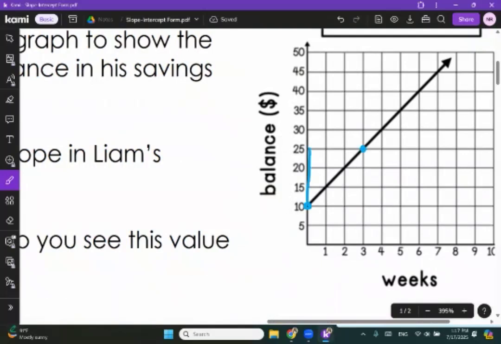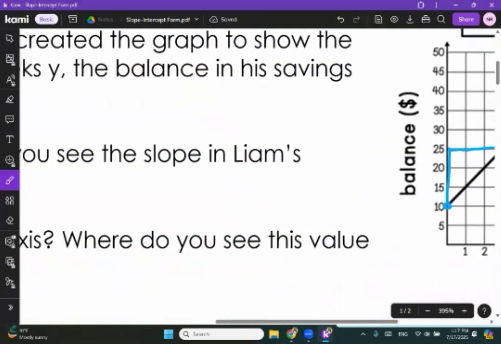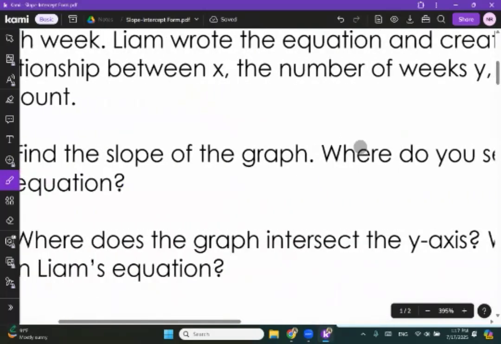Make sure you draw your triangle above the line, not below. And because it is a graph, we're going to use rise over run.